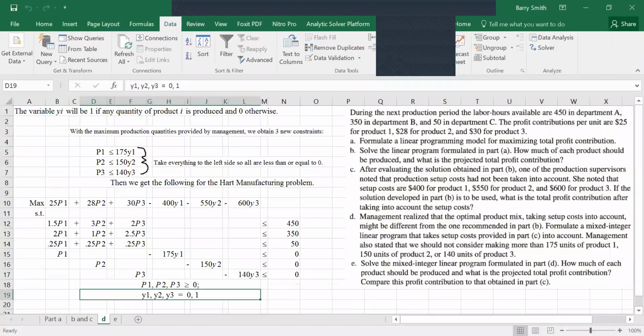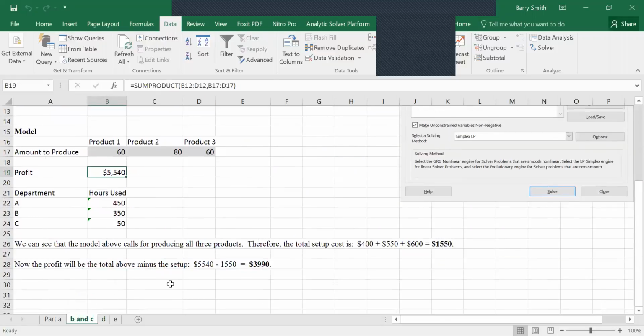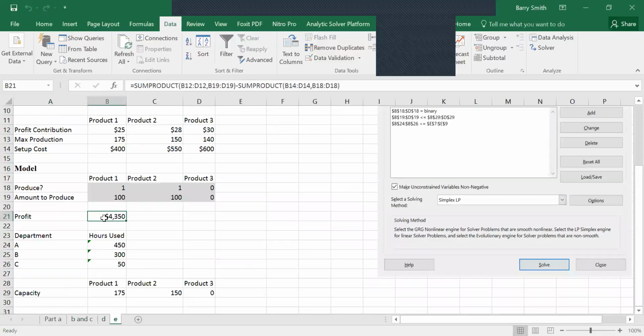Now, I forgot to write the rest of this one. Now, how much of each product should be produced? What is the total profit contribution? Now, compare this profit contribution to that obtained in Part C. Well, Part C, if we compare it to this one, it's one thing. If we compare it to this one, it's a different one. So if it's this one, which is where we take into consideration the setup costs, which would be more accurate in this case, would be $39.90 versus the 4350. So here we make more profit.